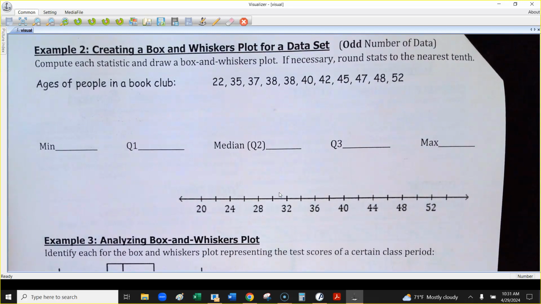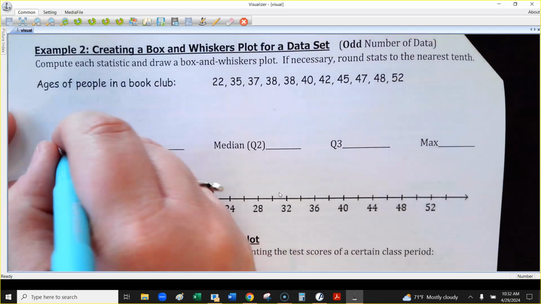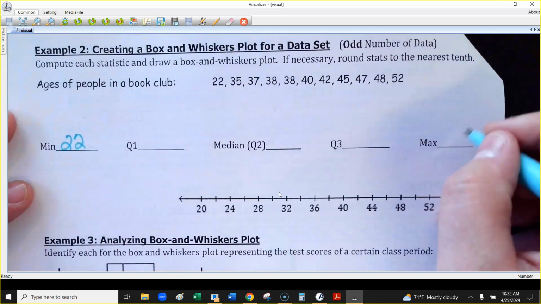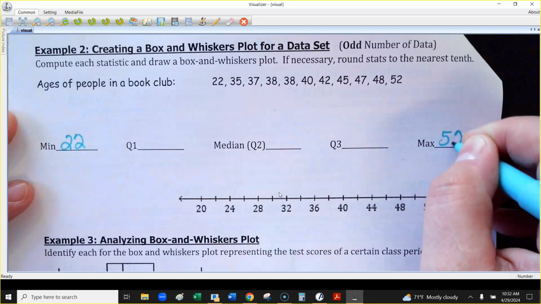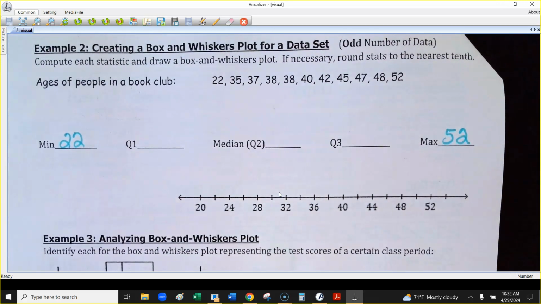All right, so the minimum and maximum, these are listed in order, so you don't have to put anything in order here. We're literally just going to grab for minimum and maximum. We can do that in like 2 seconds. The minimum would be 22. The maximum would be 52. The other ones cause us to have to do some work.